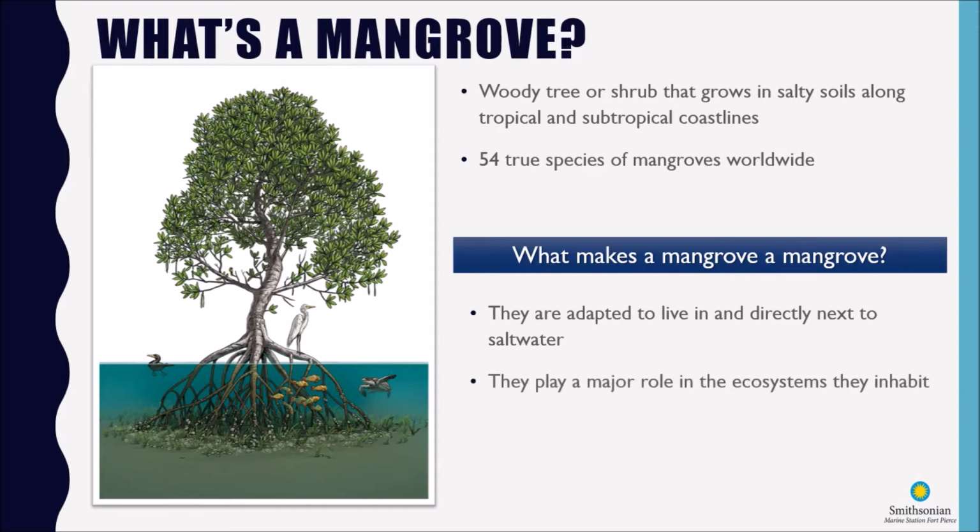Mangroves also play a major role in the ecosystems they inhabit. We'll talk a little bit more about that as we go forward. And also, mangroves are biologically different from trees that can only survive on dry land, and that's because mangroves have some special adaptations that allow them to grow in the areas that we find them. And again, we'll explore that a little bit more as we go forward.